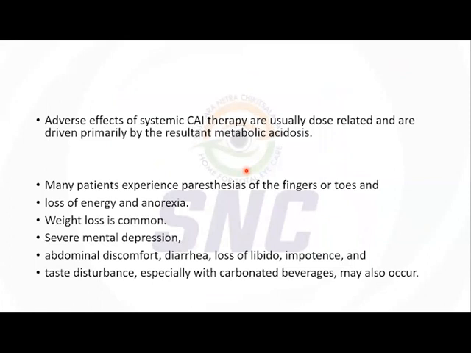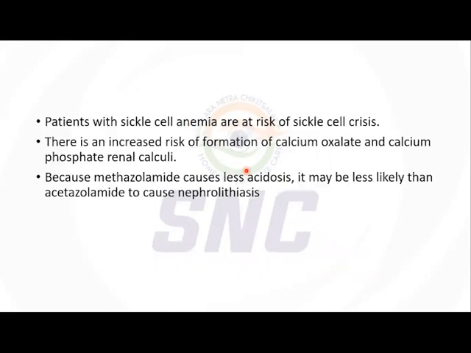Adverse effects of systemic carbonic anhydrase therapy are usually dose-related and are driven primarily by the resultant metabolic acidosis. Patients experience paresthesia of fingers and toes, loss of energy, anorexia, weight loss, which is common, and severe mental depression, abdominal discomfort, diarrhea, loss of libido, impotence, and taste disturbance, especially with carbonated beverages. Patients with sickle cell anemia are at risk of sickle cell crisis because of dehydration. And there is an increased risk of formation of calcium oxalate and calcium phosphate renal calculi.